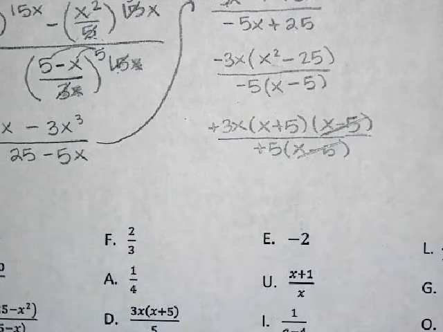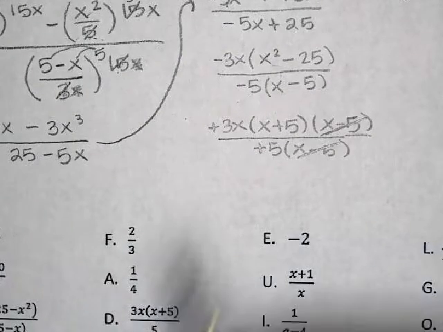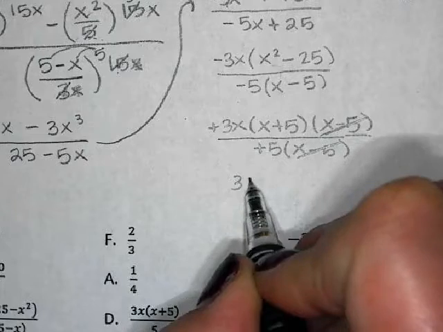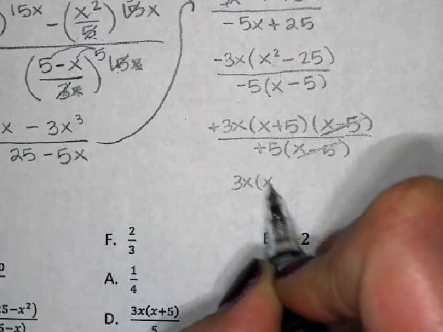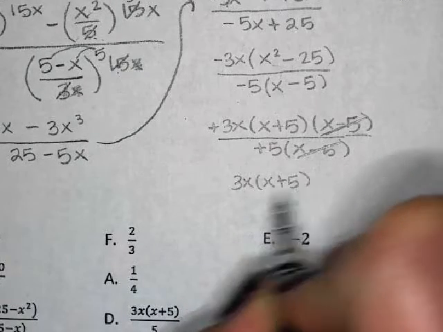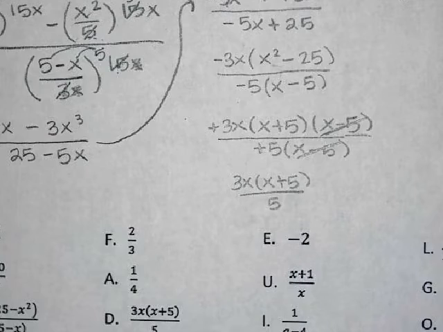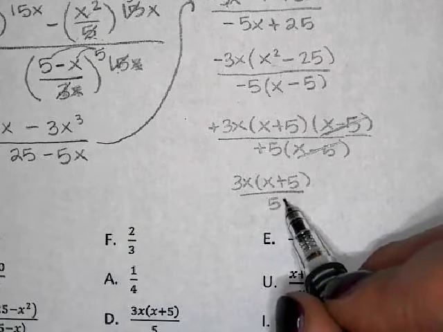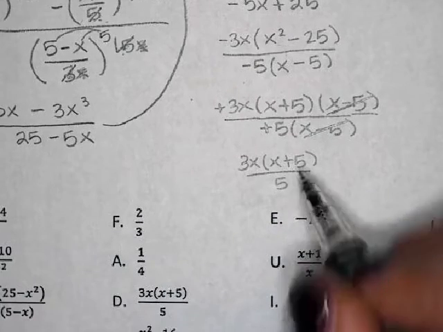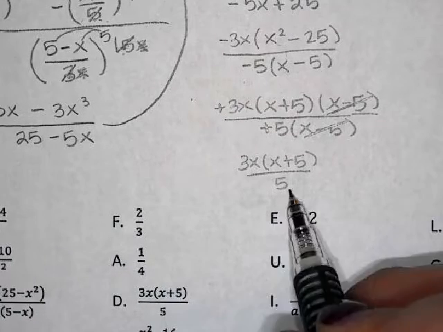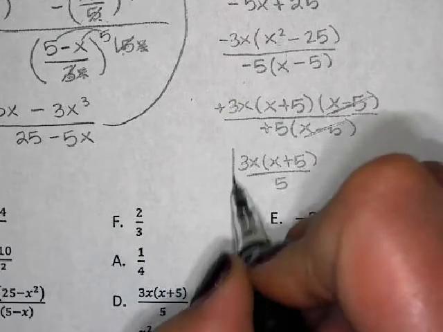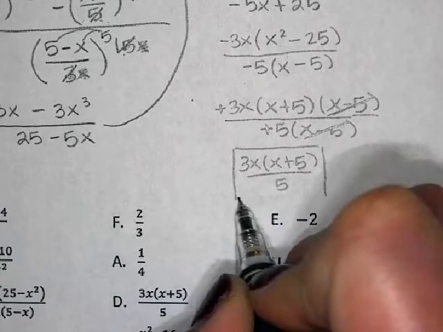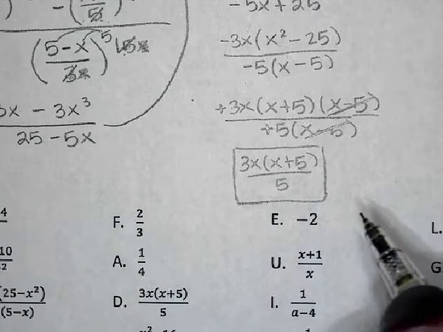Okay, so on the top we have a 3x left over and an x plus 5 left over and a 5 on the bottom. Can the 5s cancel? No, because one is in parentheses, one is not. This is actually answer choice D. You can see it matches up perfectly. You guys, the punchline on this one is real good, if I do say so myself.